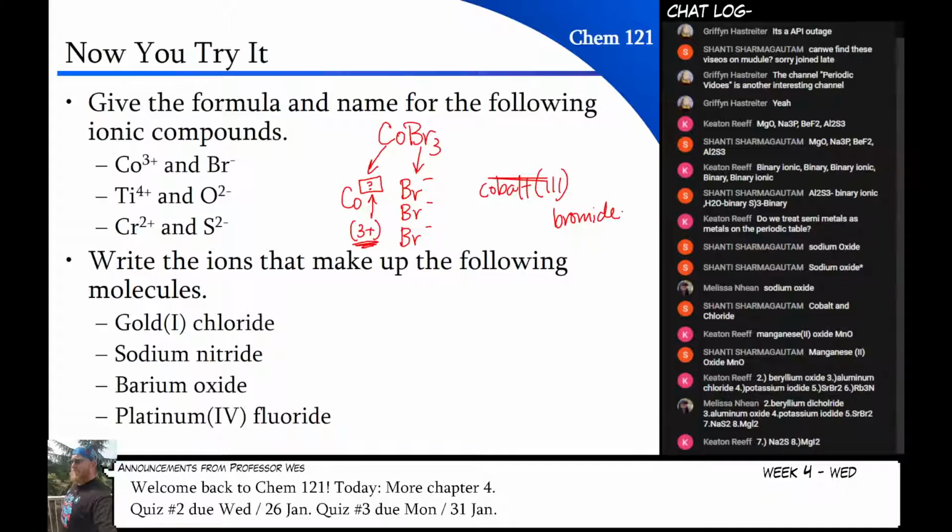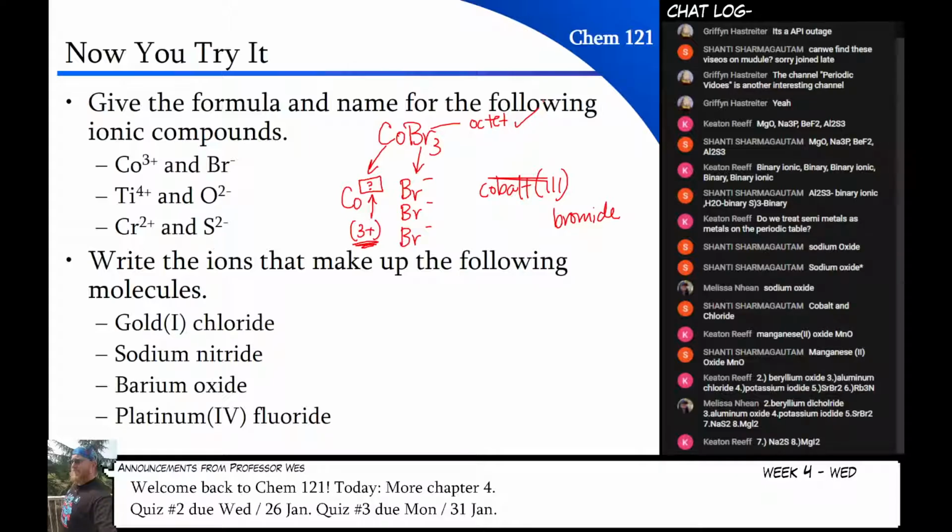Cobalt 3 bromide. So if you see a formula, you may have to go back and figure out what the charges are by doing a little bit of logic. And you will always be able to solve for the positive charge because the negative charges are always going to follow the octet rule.